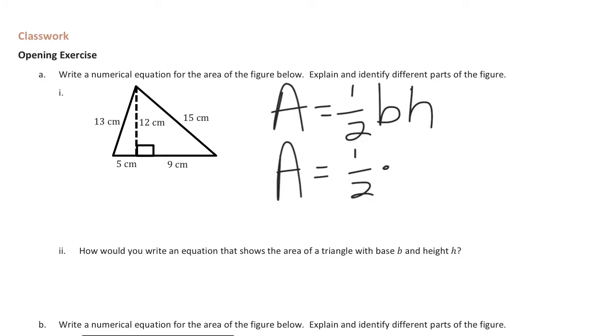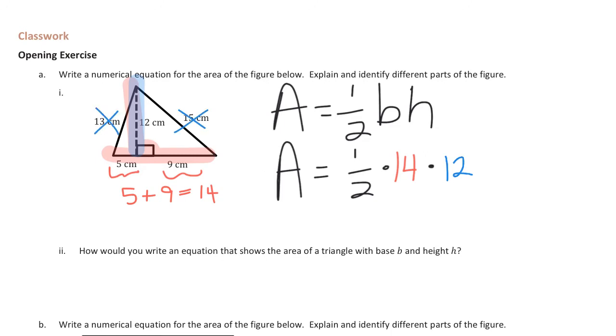So I go over here and I look for my right angle so that I can find my base and height. So there's my right angle. Here's my base and here's my height. The base is made up of two measurements, so I have to add those together. 5 plus 9 is 14. So my base is 14. My height, right here, is 12. I do not need the 15 or the 13 because they are not part of my right angle.